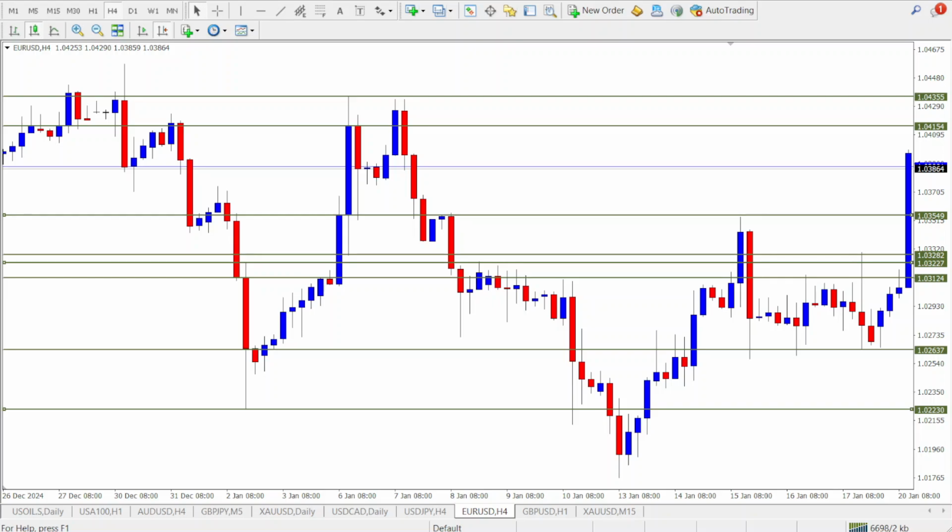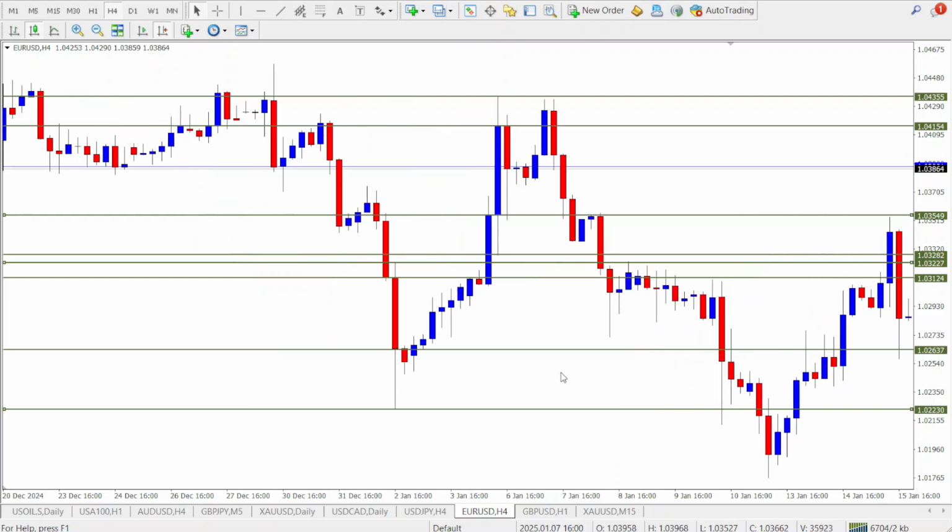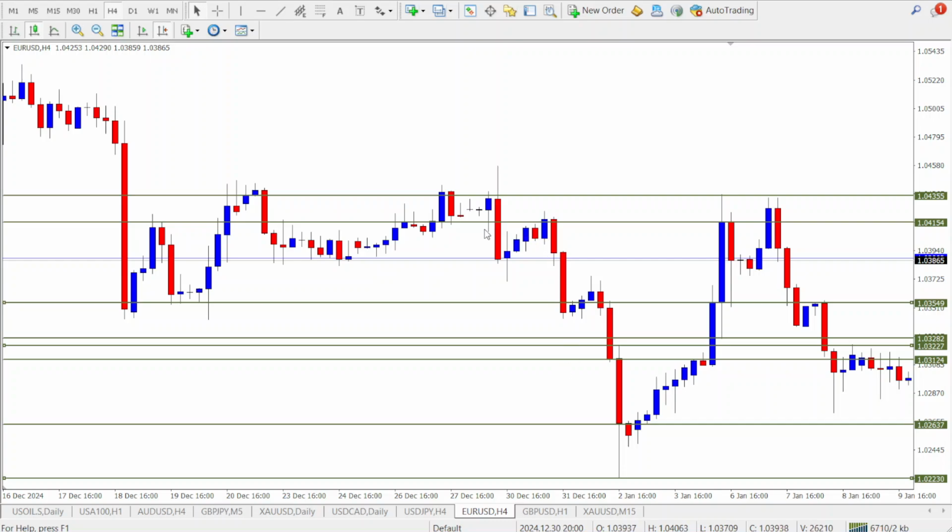Then the next candlestick pattern is the doji. It's a small bodied candle with wicks on both ends. It indicates indecision. A doji means buyers and sellers are in a tug of war. If it forms at a key level, whether resistance or support, be ready for a possible breakout or reversal.